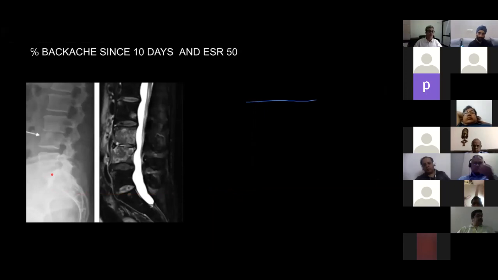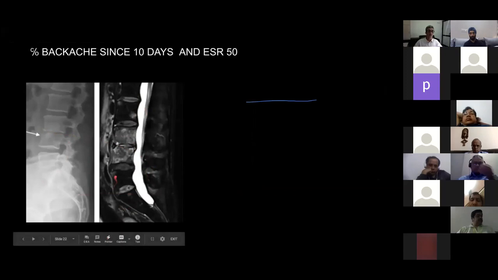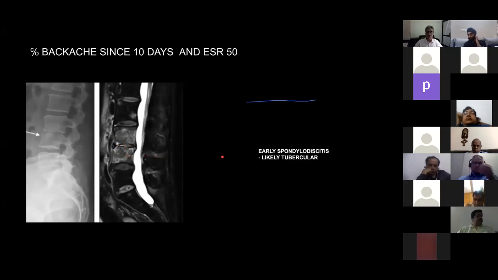Radiograph, lumbosacral spine, lateral view shows reduced disc space. Sagittal STIR image, CSF white, all fat is suppressed. We can see heterogeneous signal intensity involving L3 and L4 vertebral bodies, involving the intervening disc and causing reduction of the disc space. So this is a case of early spondylodiscitis, likely tubercular.